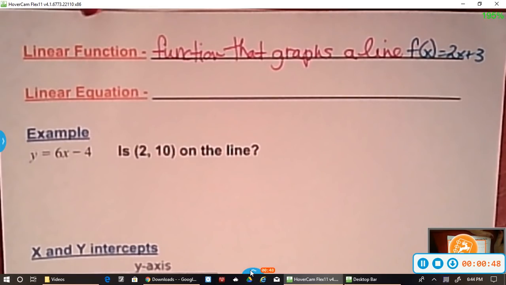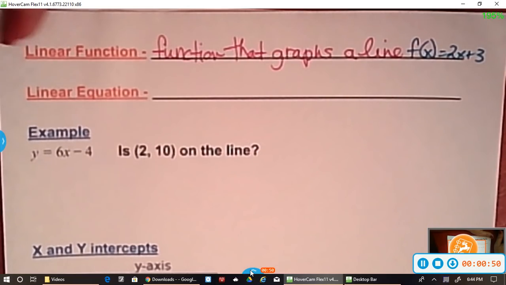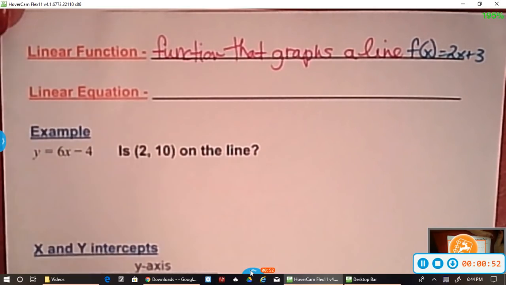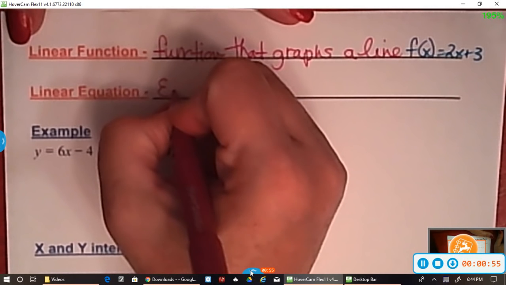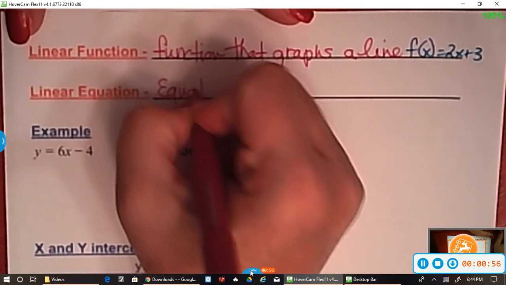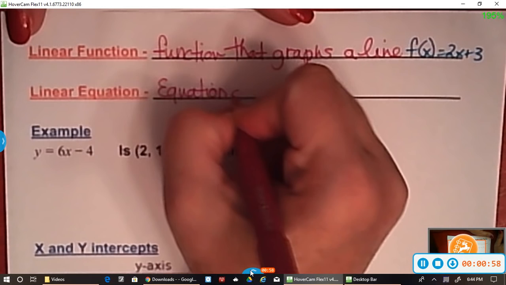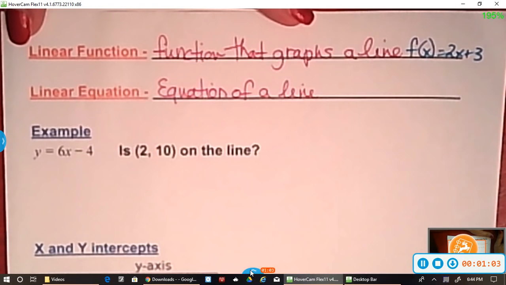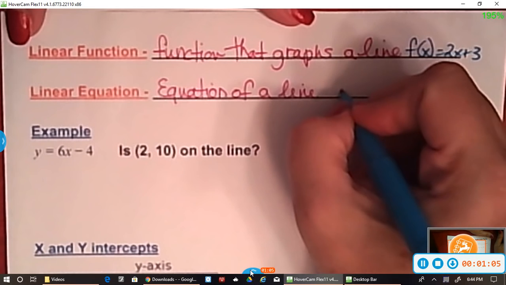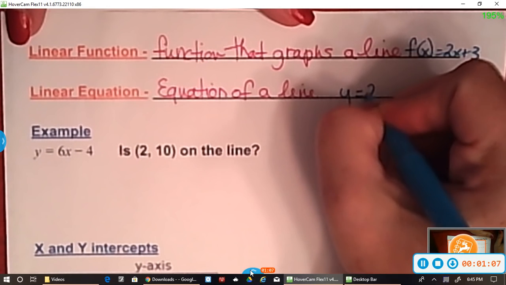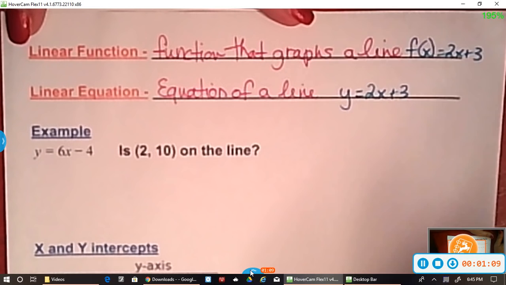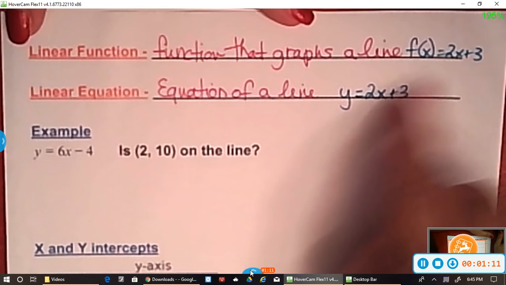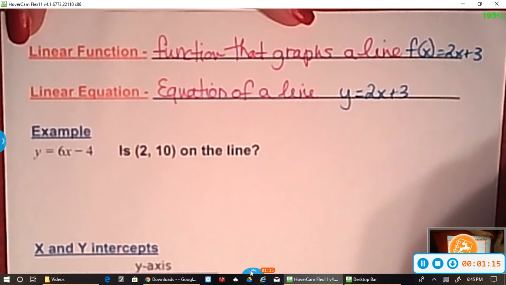A linear equation is just an equation of a line. And it is usually written as y equals 2x plus 3. And remember, these are the exact same thing because y and f of x are the same.